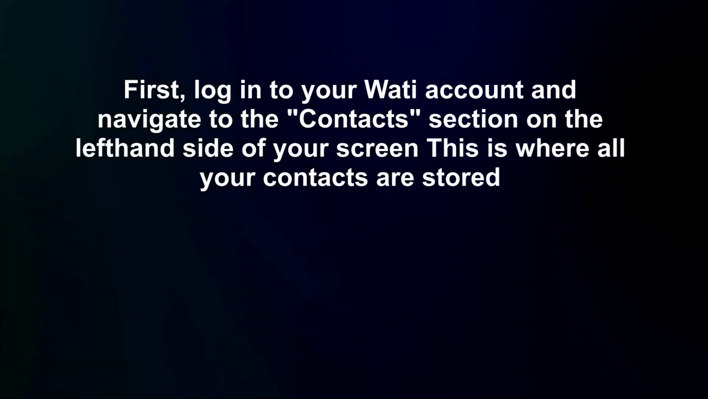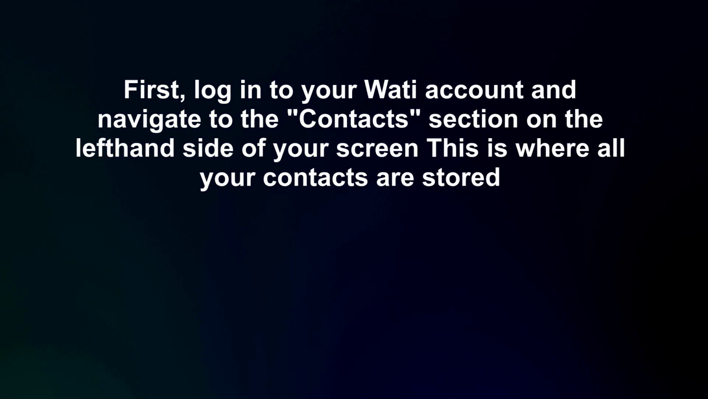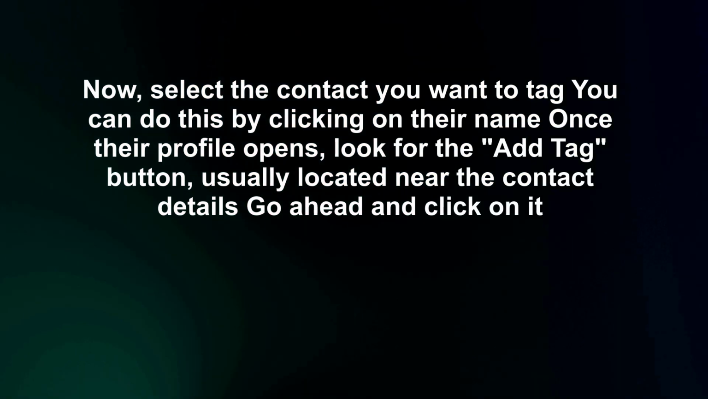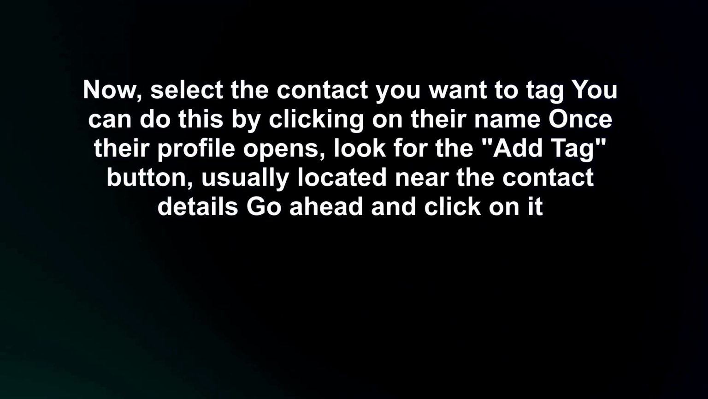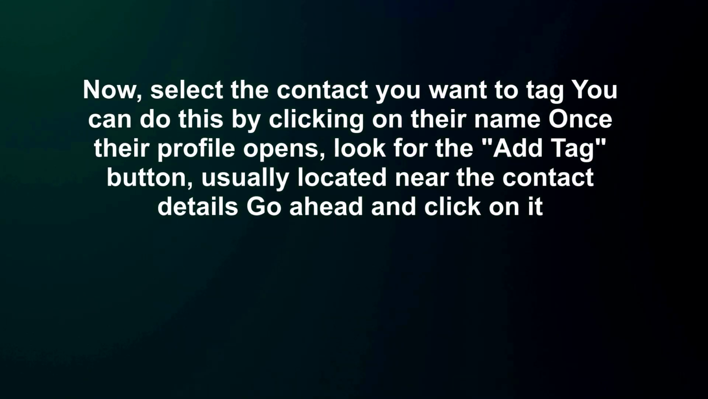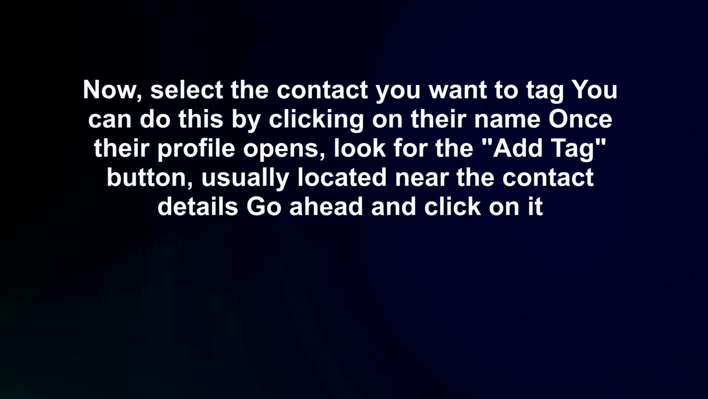First, log into your Wati account and navigate to the Contacts section on the left-hand side of your screen. This is where all your contacts are stored. Now, select the contact you want to tag. You can do this by clicking on their name. Once their profile opens, look for the Add Tag button, usually located near the contact details. Go ahead and click on it.